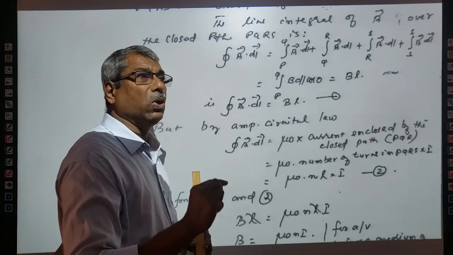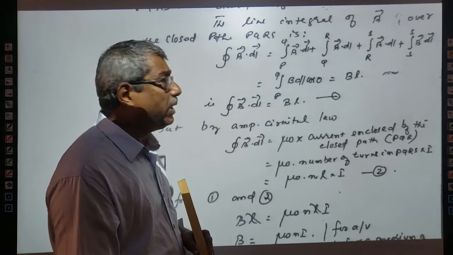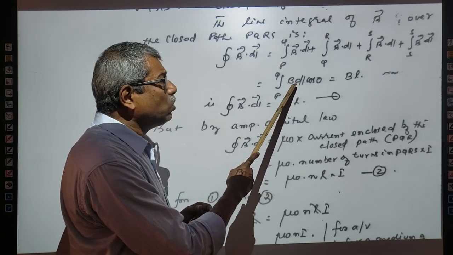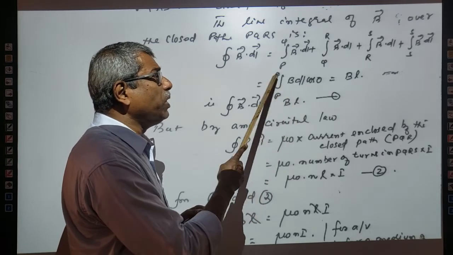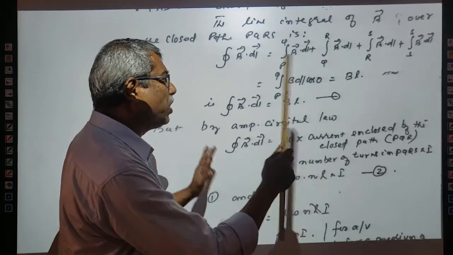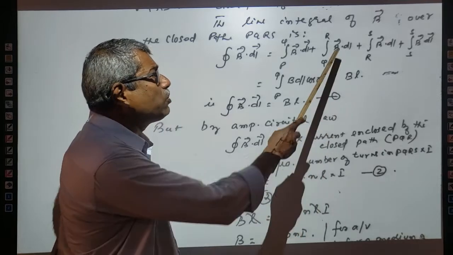Why B into L? Because the integral from P to Q of B dl, B is a constant inside. So B into the integral of dl within limits P to Q is equal to L, because PQ is equal to L. This is equation number 1. Right? So that we got it. Other terms will go to 0.